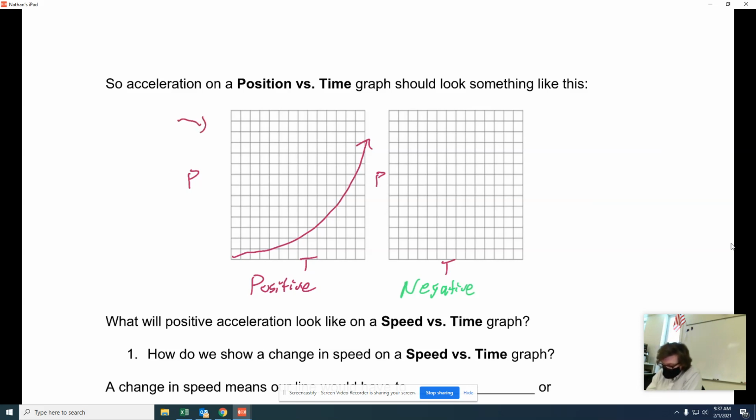We want to write a note off to the side. Positive acceleration means that our speed is increasing, so our line should get steeper.